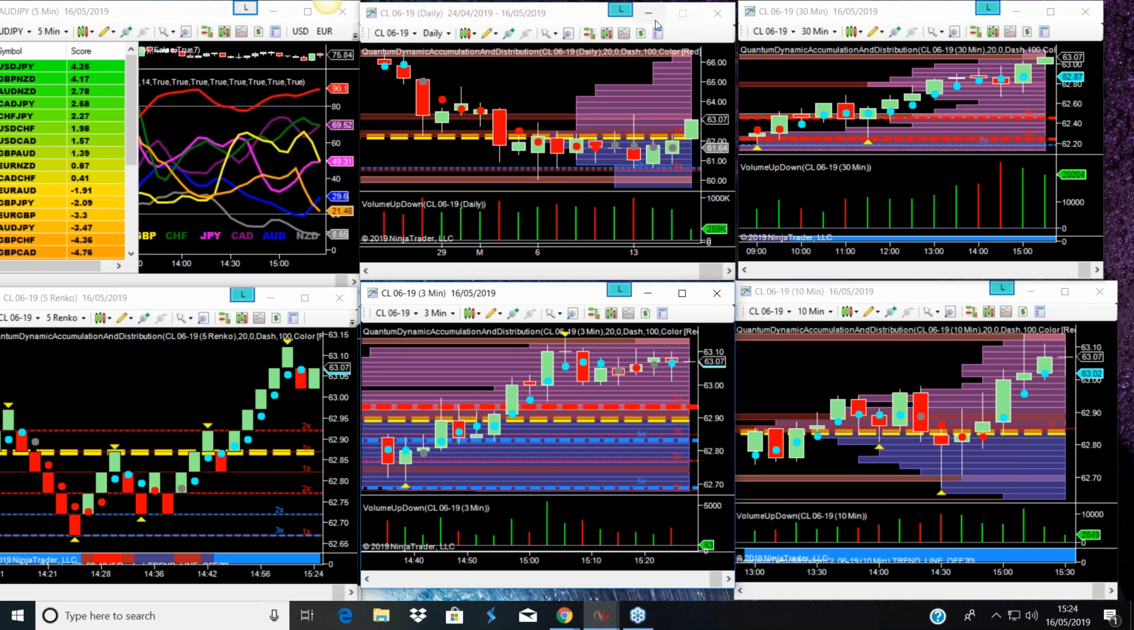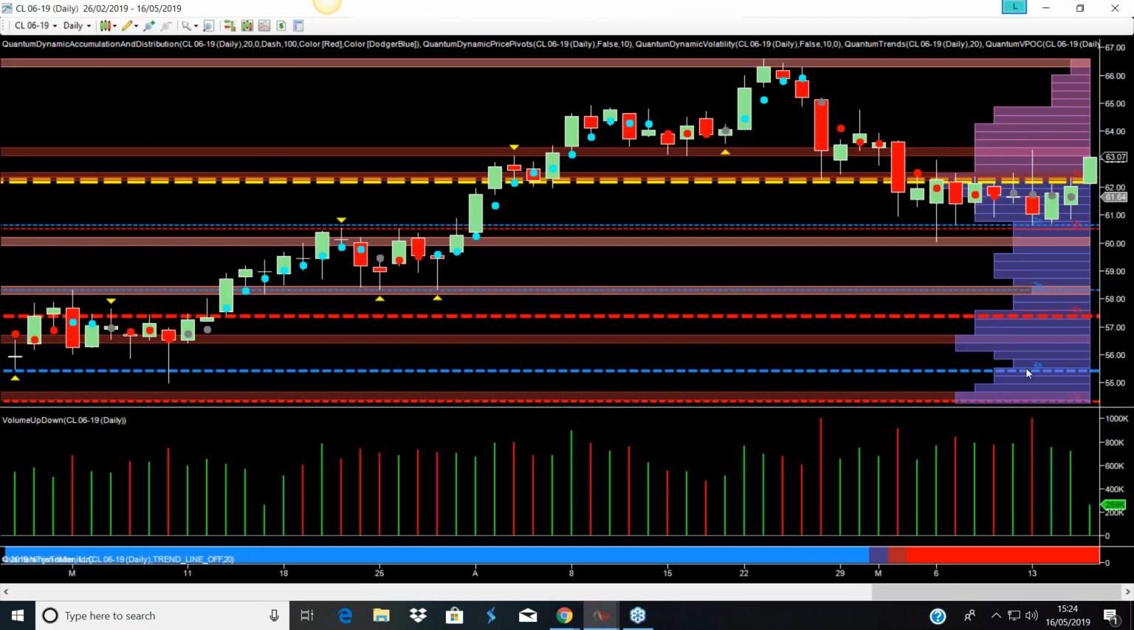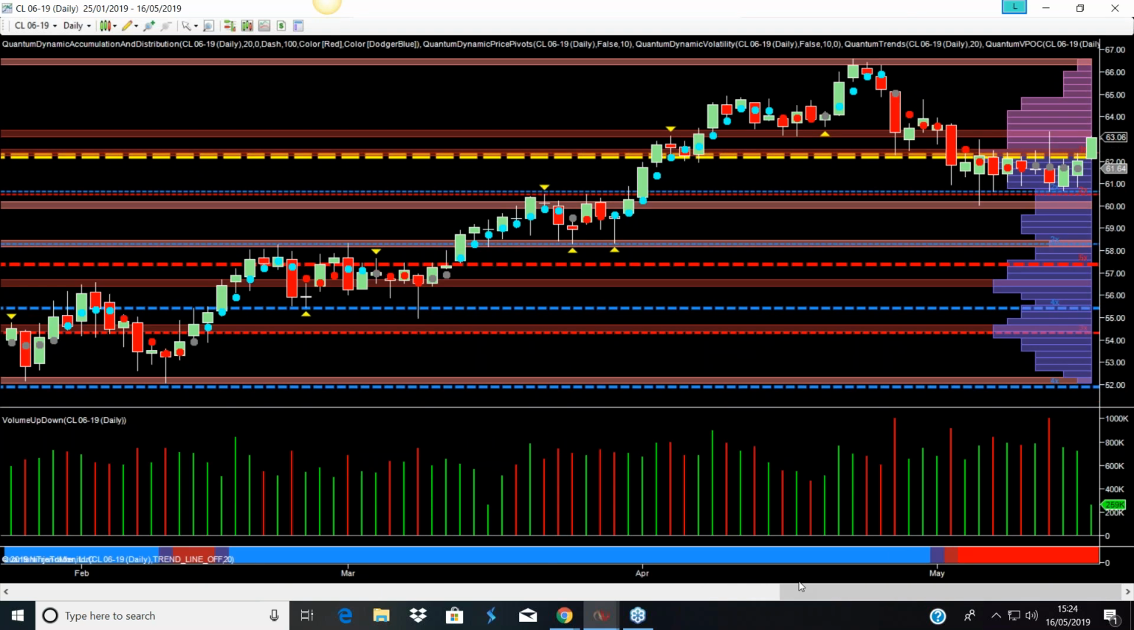Now, I've also put the daily time frame up, and the daily time frame is important because it gives us context. It gives us the background as to what is going on in the faster time frames. And what is interesting with oil is that having had really quite an impressive run up, as you can see here, in fact, let me just narrow that down a bit.